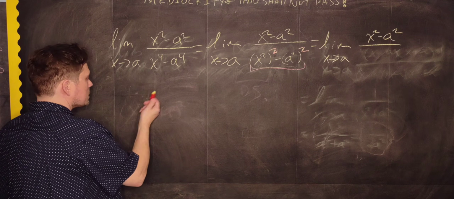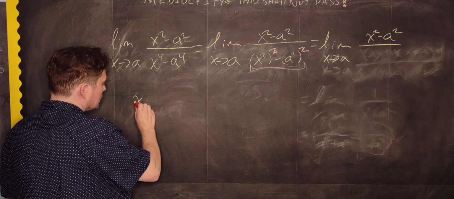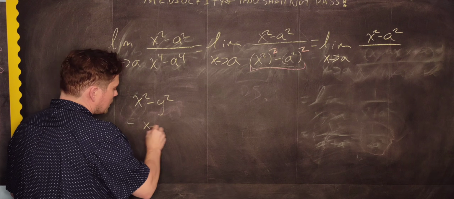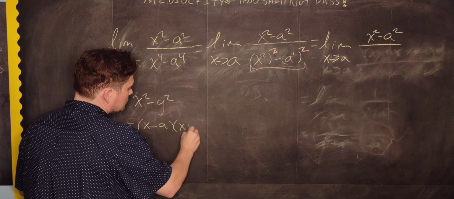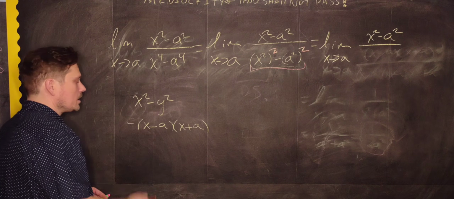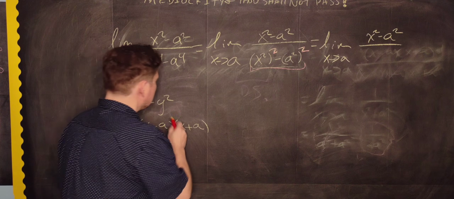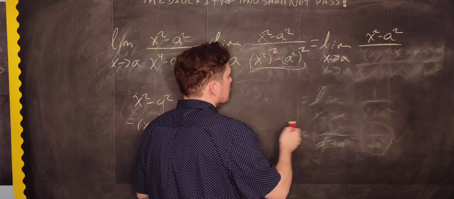Well, remember, the pattern says if you have whatever squared minus some other quantity, whatever squared, it becomes x minus a times x plus a. That's the pattern. The pattern doesn't tell you that x has to be x to the first. It could be x to the whatever. Same thing with the other one. So here, it's going to look like this.